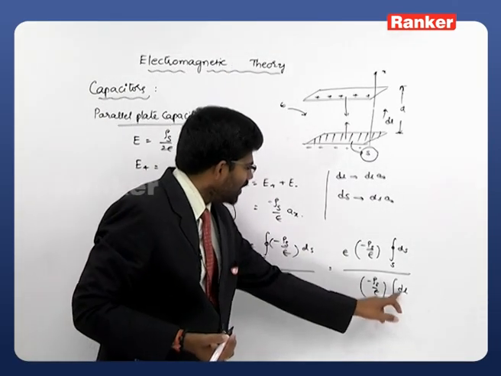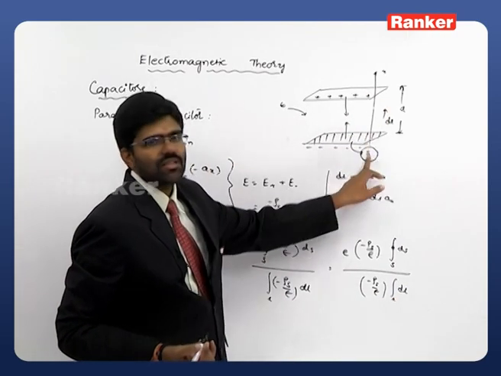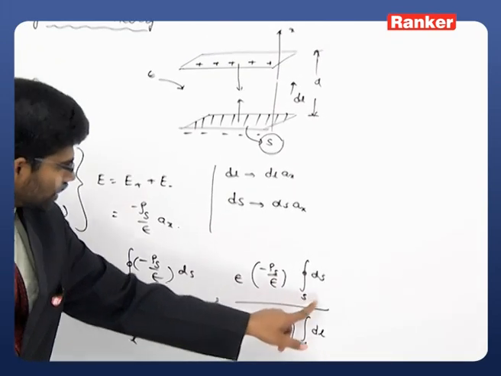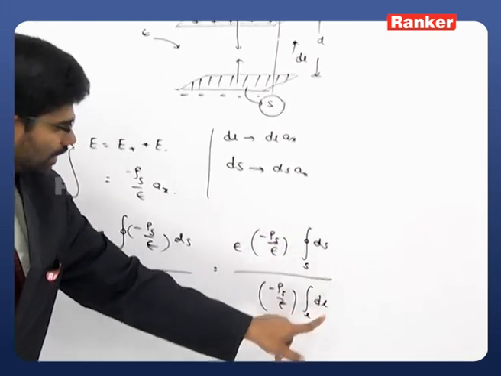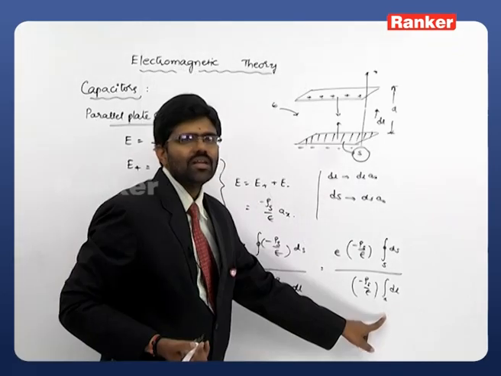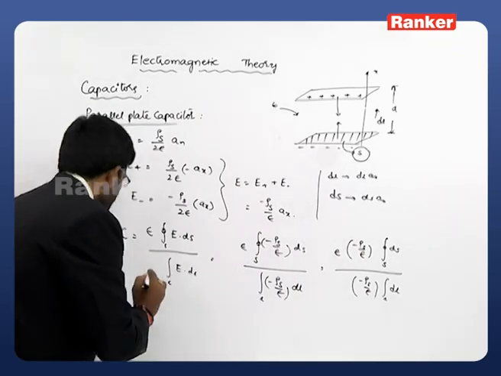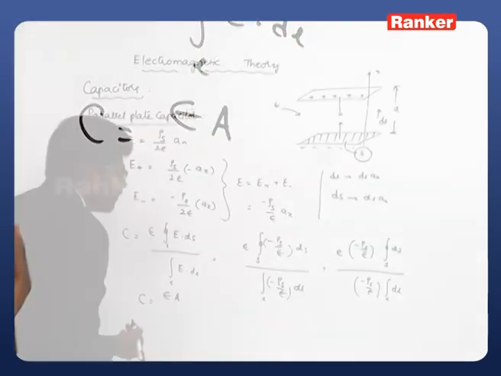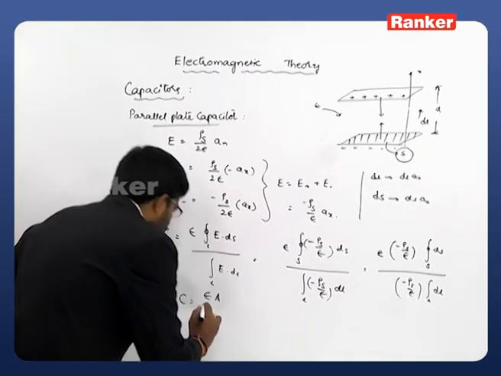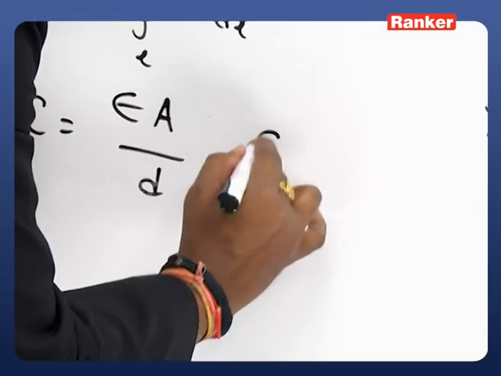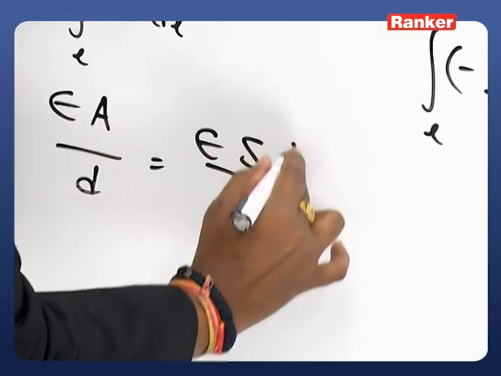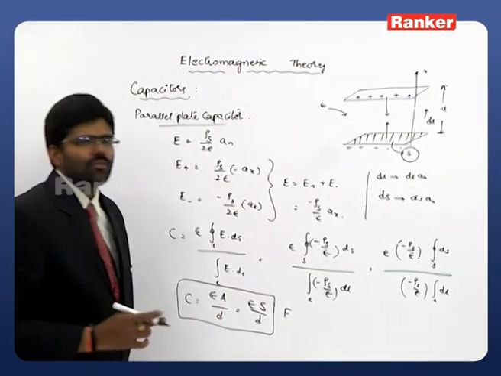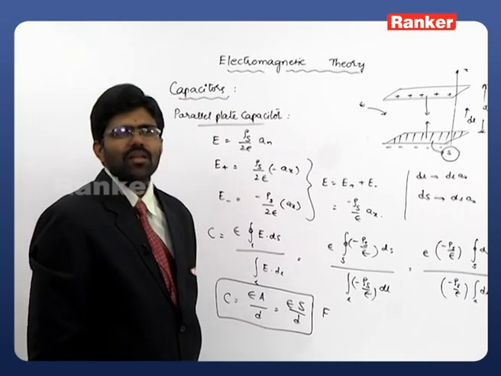In the same way, line integral of dl is nothing but the distance between these two plates, which can be replaced with d. So this entire term can be replaced with S, and this entire term can be replaced with d. Therefore, the equation of capacitance can now be written as C equals epsilon A by d, where A is the area, so the same can be written as epsilon S by d. Simply, this is the equation of capacitance for a parallel plate capacitor.